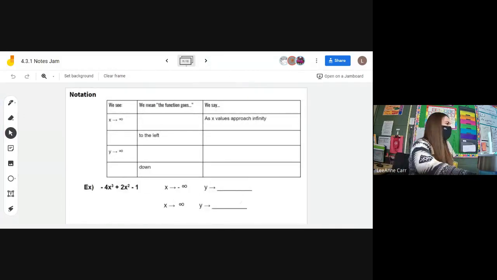Okay. Now I want to think about the coordinate plane really quickly. So on my coordinate plane, if I just draw a little coordinate plane here, if you're on the Jamboard, I'm on frame 9.